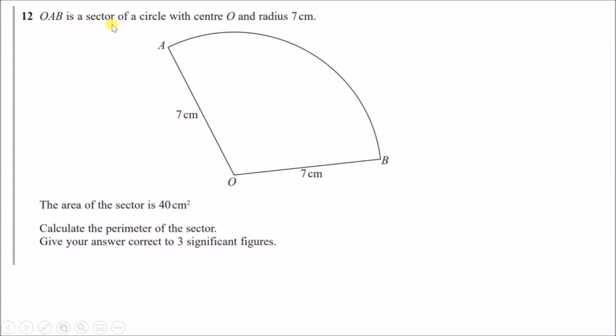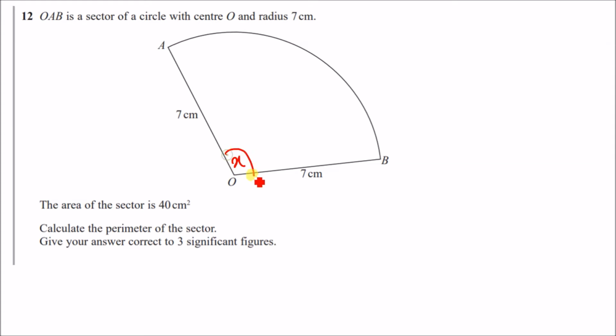So OAB is a sector of a circle with center O and radius 7. Okay, so you can kind of picture this, guys, as pretty much part of a full circle, yeah? And they've cut it by some kind of fraction. Now, the best way I like to imagine this, guys, is that there's always some kind of angle here.